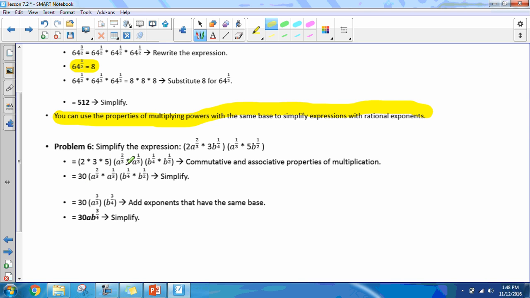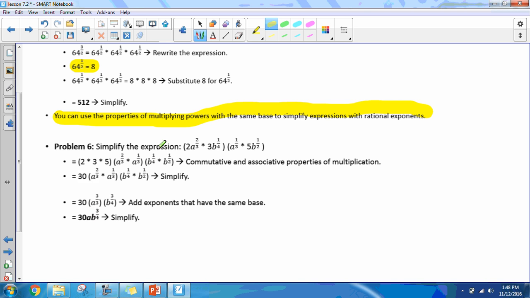A to the 2/3 power times a to the 1/3 power. Since they have the same base, I just add the two exponents, and I get 3 over 3 as my exponent, which is equivalent to 1. And any number to the first power is always that number itself, so we get a.